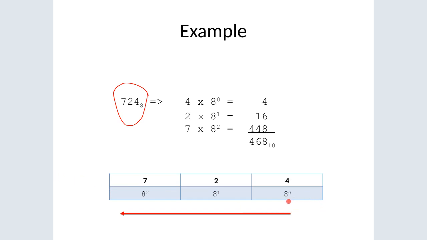So you repeat the same thing you did in binary. Take these two numbers, multiply them. Take these two, multiply. Take these two, multiply. Any number to power 0 is 1, so this multiplication here is 4 times 8 to power 0, which gives 4. 8 to power 1 times 2 is 16. 8 to power 2 is 64, times 7, which is 448. And then you add. So you add these 3 numbers, and eventually you get 468 to base 10. I hope that one is clear.